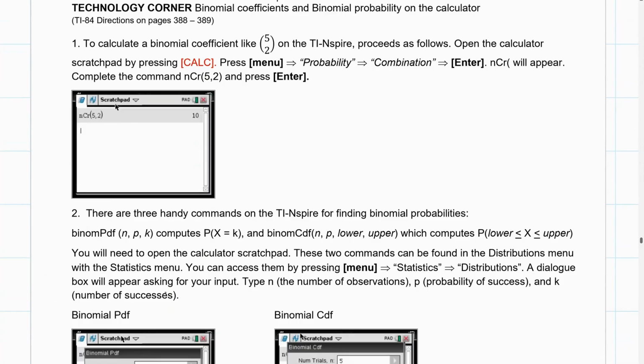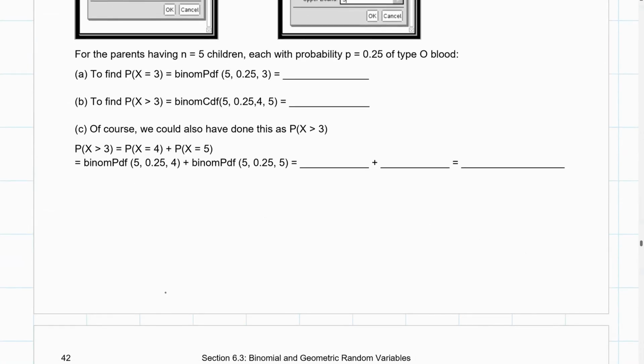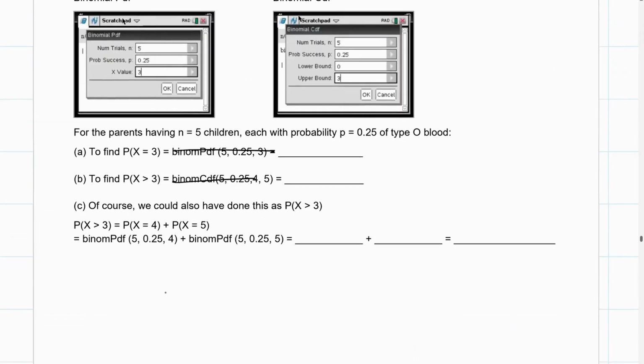Now, this section is written up for the TI Inspire, but we're going to talk about how we would do similar things in Desmos. We've already found that 5 choose 2 on Desmos would be nCr(5,2), for example. But in Desmos, we could also do calculations of binomial probabilities directly. We're not going to be using the Inspire commands, but imagine we're back in the type O blood situation, and we want the probability of exactly 3 successes. Here's how you would do that in Desmos.